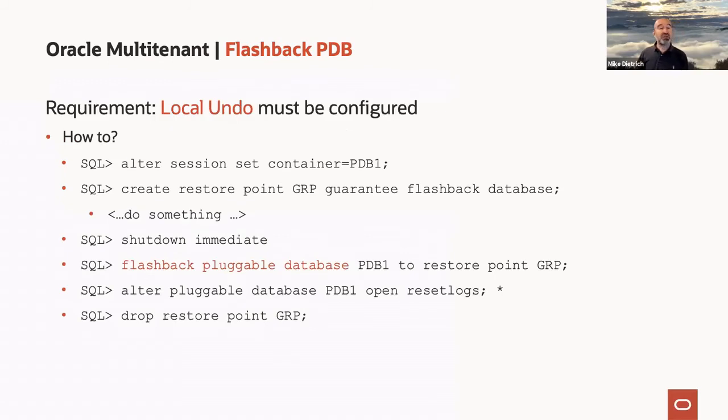Only together with local undo. And local undo is also a requirement when you want to do flashback pluggable database. Local undo is the default anyway, so it should work out of the box beginning with 12.2. Alter session set container PDB1, create a restore point, guarantee flashback database, and then do something mean. Like, what happens if I do a truncate OBJ$? Let's see. Then shutdown immediate. Don't do this on production, please. Flashback the pluggable database to the restore point, and then say alter pluggable database PDB1 open resetlogs.